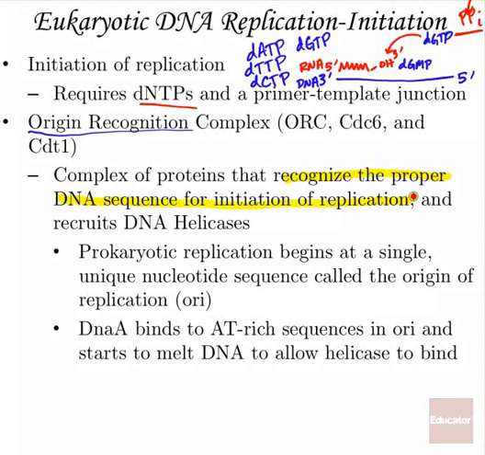Prokaryotic replication will begin at a single unique nucleotide sequence called the ORI site, or the origin of replication. And what we have happening there is DnaA will bind AT-rich sequences. Do you remember why AT? If we think back, AT has 2 hydrogen bonds. GC has 3 hydrogen bonds. So AT-rich, meaning there are less hydrogen bonds to melt, so it doesn't cost as much energy. So DnaA will bind to those AT-rich sequences at the ORI and start to melt the DNA, and then the helicase can come in and bind.